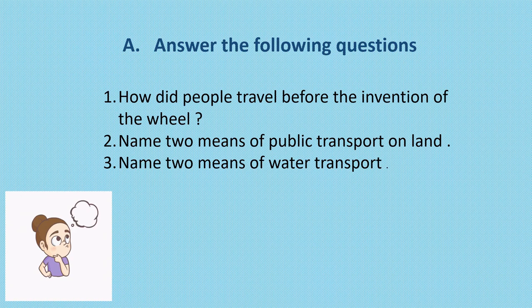Number 1. How did people travel before the invention of the wheel? Second, name two means of public transport on land. Number 3, name two means of water transport. You have to think the answers. Should I start telling the answer? Okay, I'm going to help you.